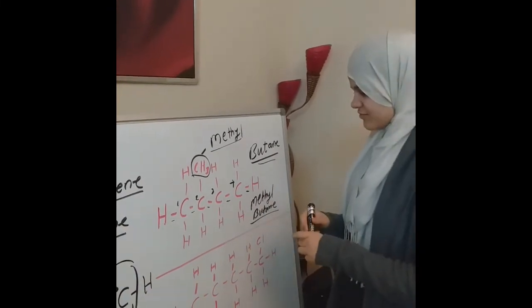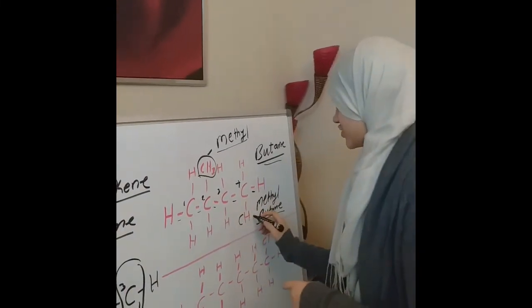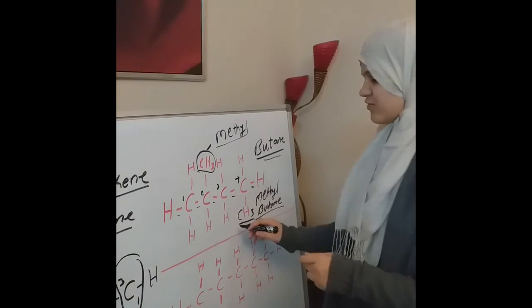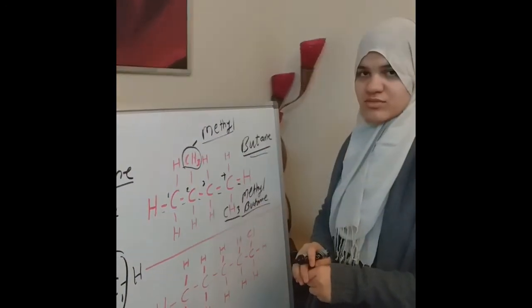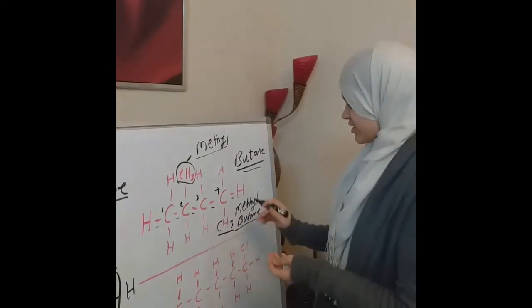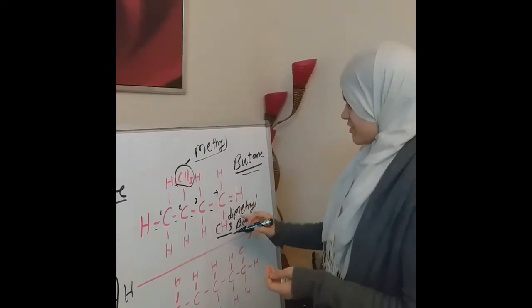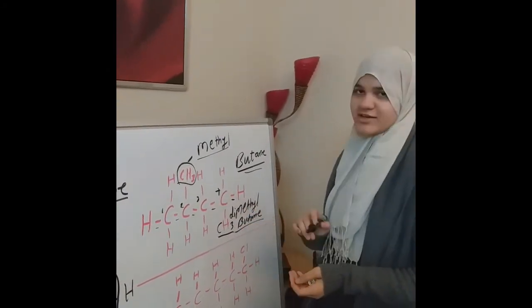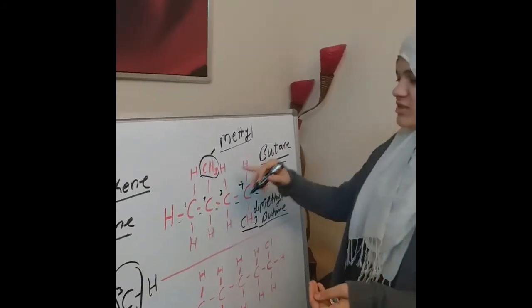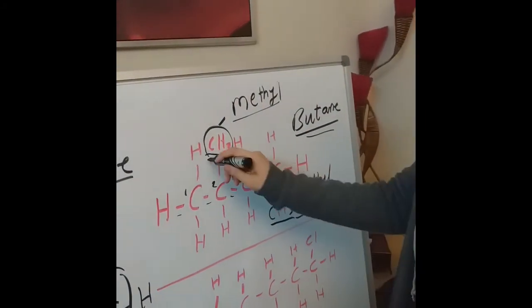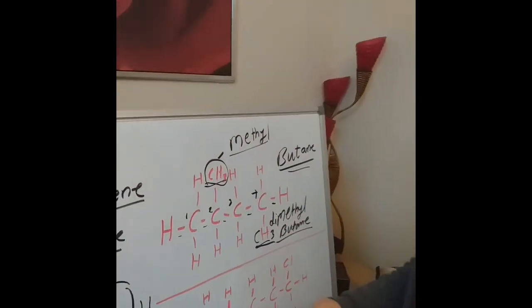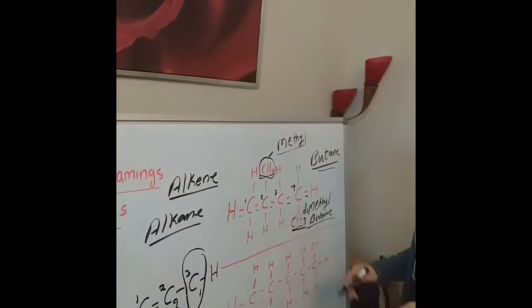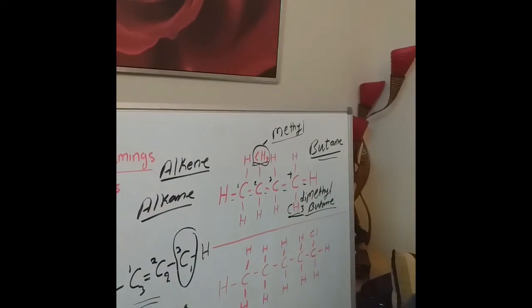But what if there is another CH3 here? If we have 2 CH3, that means we will make dimethyl butane. This is the name for this compound if there are 2 CH3 or 2 methyl. Okay? So let us go for another thing.